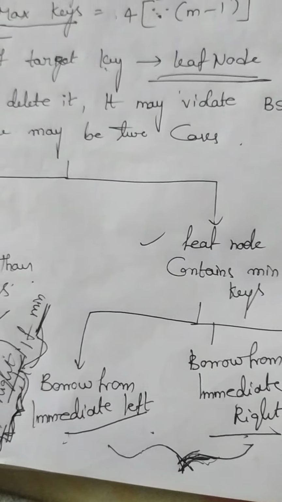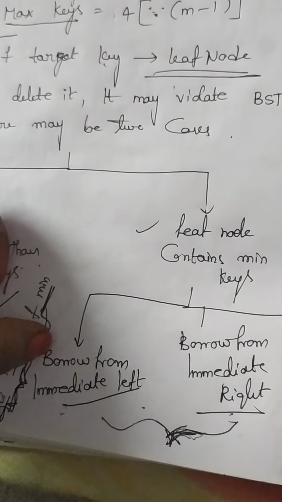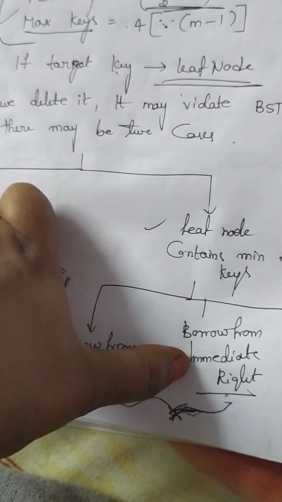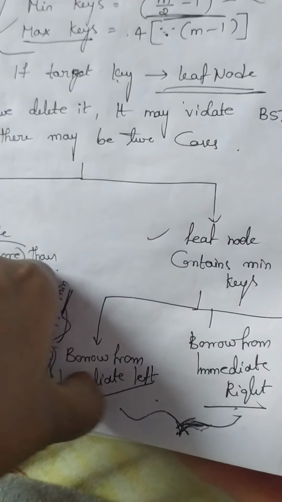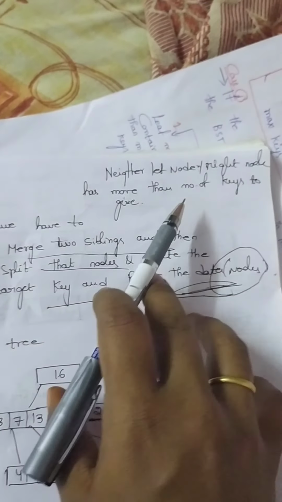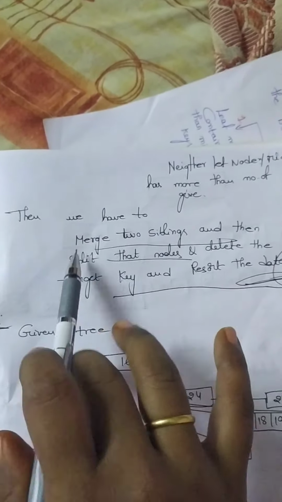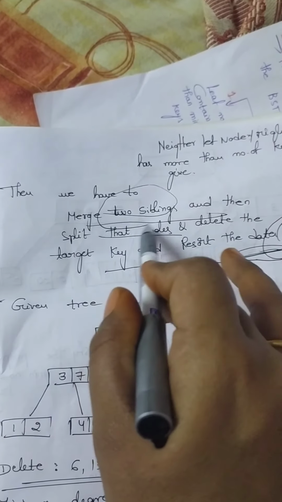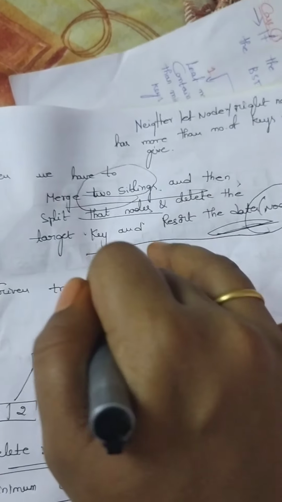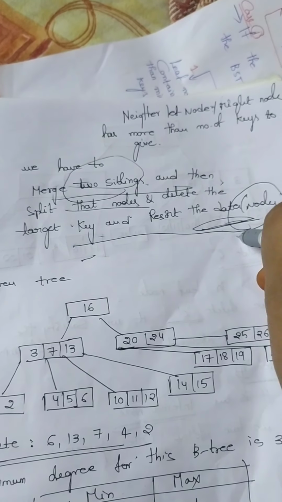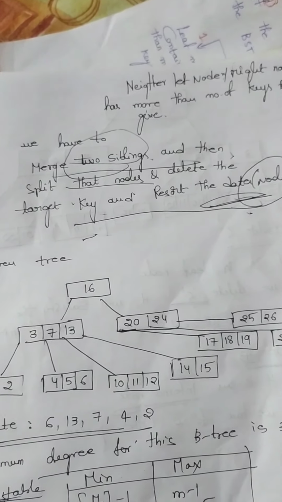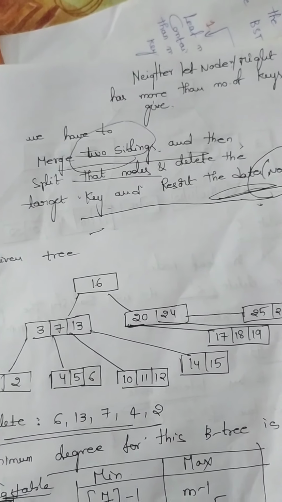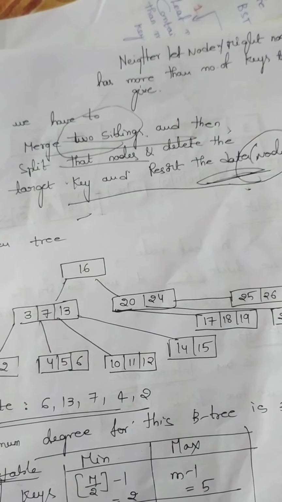This is the third case. We have to borrow from the immediate left or immediate right only with their agreement, not by any force. So here neither the left node nor the right node has more than the minimum number of keys to give. Then we have to merge two siblings, split that node, delete the target key, and then resort the data.